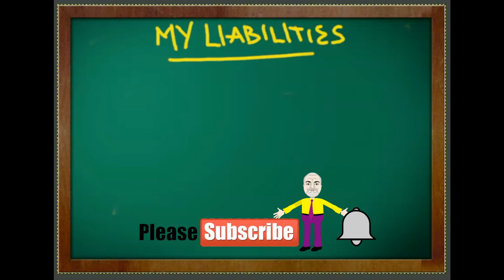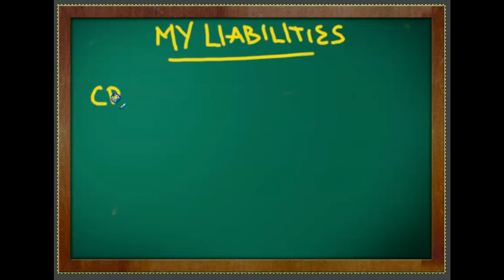Let's put all our financial obligations here: credit cards, mortgages, lease agreements, and any other debts. Then we add the actual amount of our debt next to the written items.